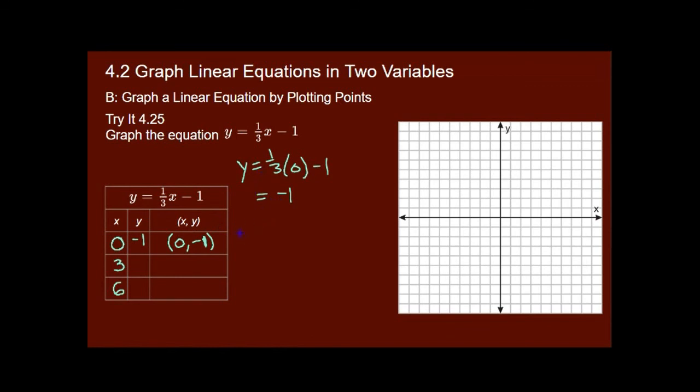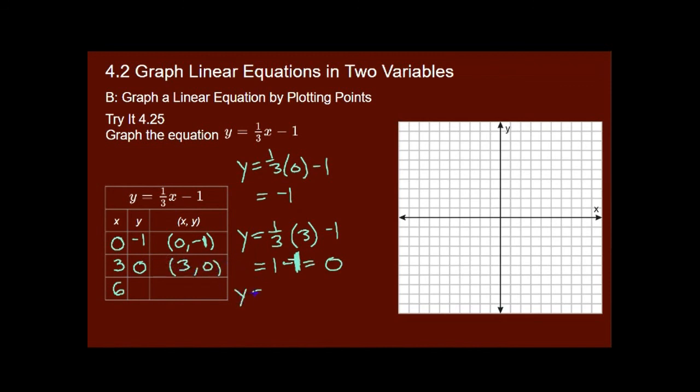Okay, now I'm going to put 3 in here. Y is equal to 1/3 times 3 minus 1. 1/3 times 3 is 1 minus 1. Oops, that's a 1. I don't know why my 1s keep looking like 7s. So 1 minus 1 is 0. Put my 0 here. That means my next ordered pair is 3, 0.